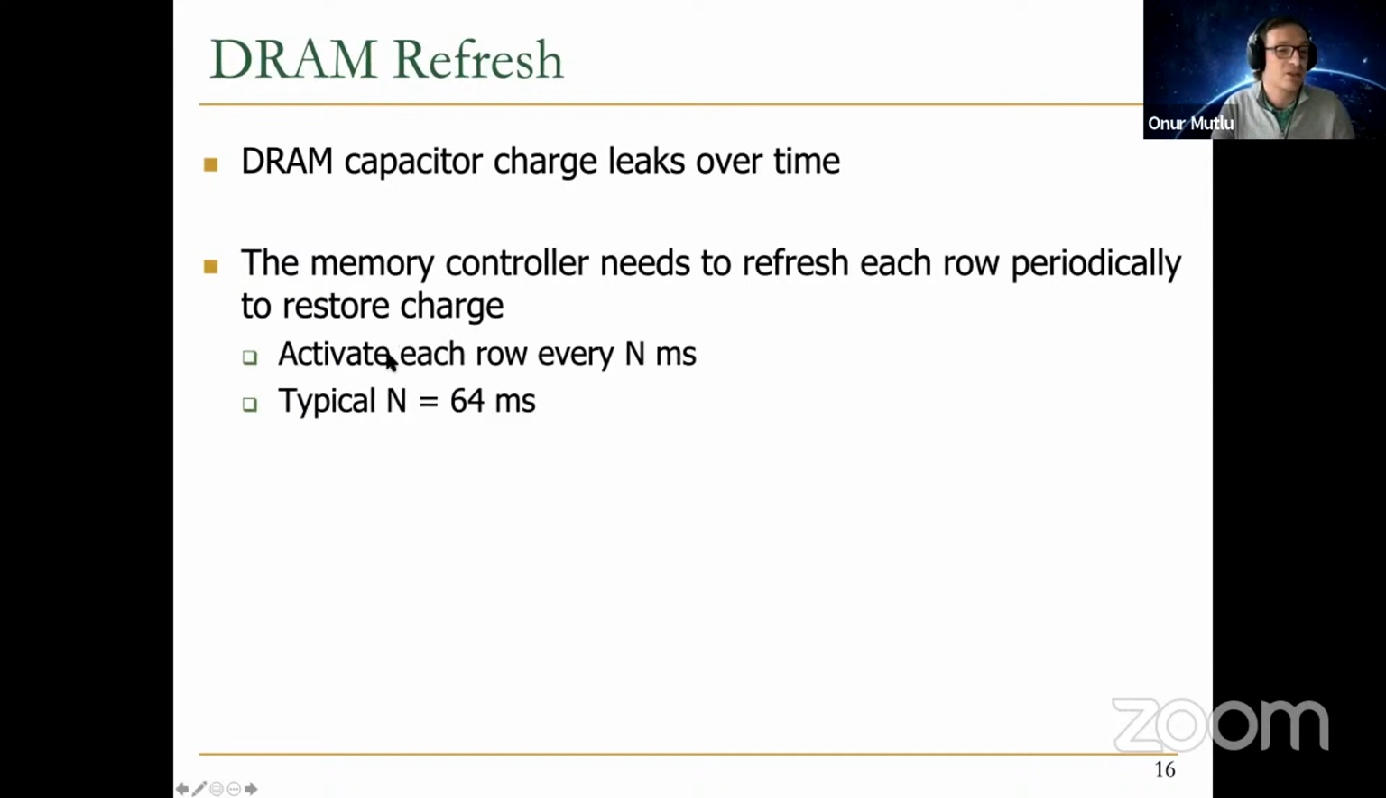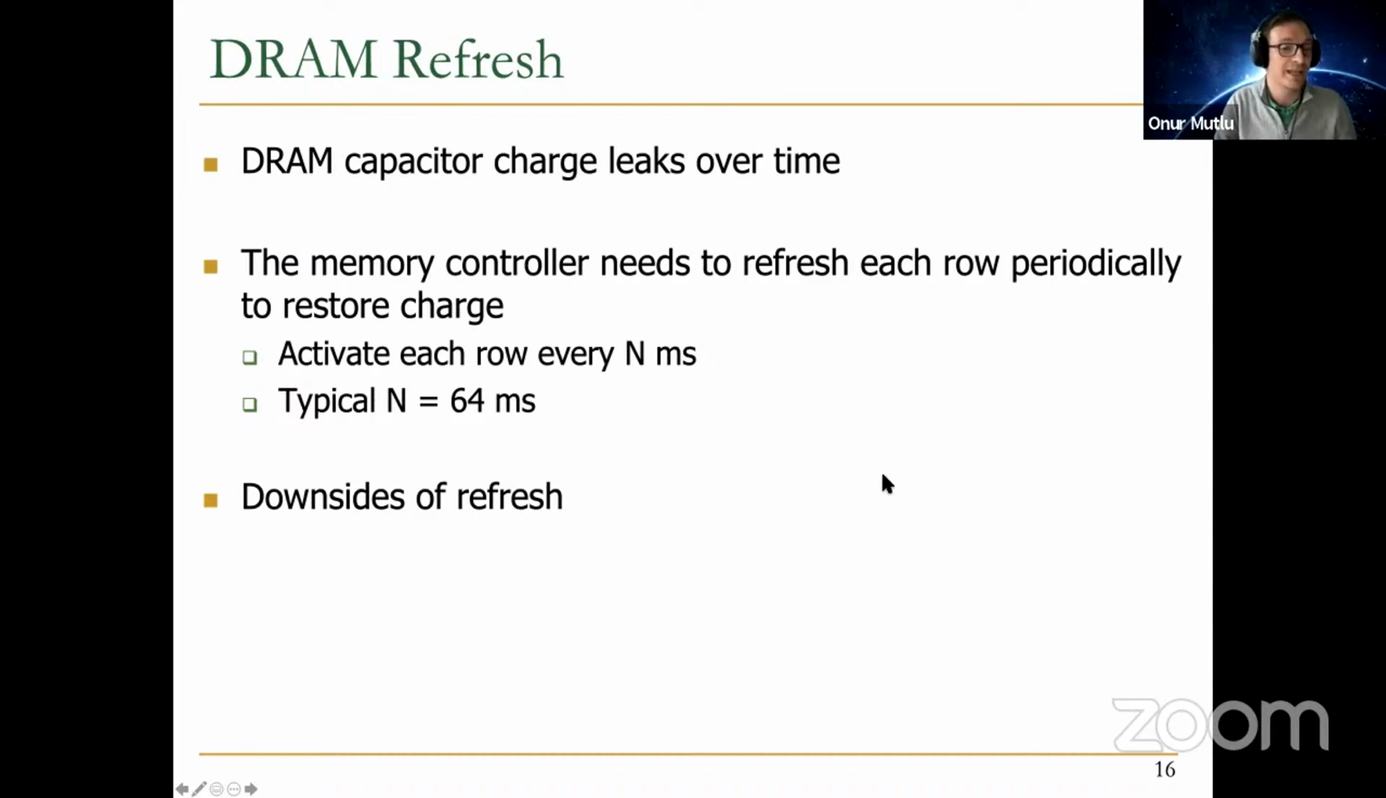What does refresh mean? It means that you need to activate every row every n milliseconds. And typical n today is 64 milliseconds. I say typical because this is going down actually. In some chips, it's 32 milliseconds, for example, in LPDDR chips. At high temperatures, it's actually lower, 16 milliseconds, for example, in some LPDDR chips. So basically, at higher temperatures, the charge leaks faster, so you actually need to refresh even more. Okay, so clearly there are downsides of refresh, right?